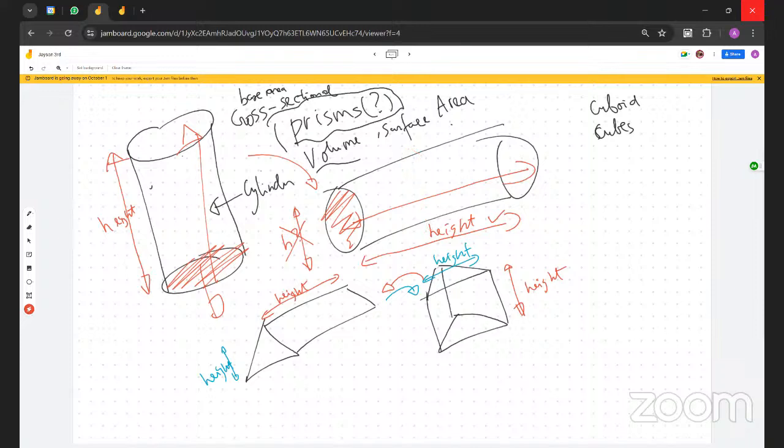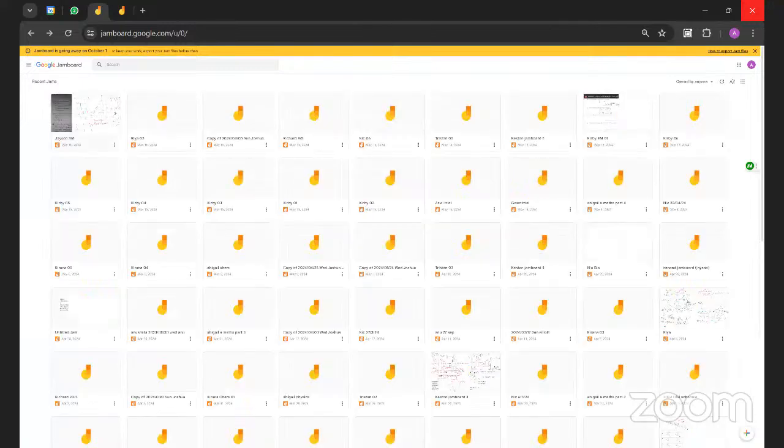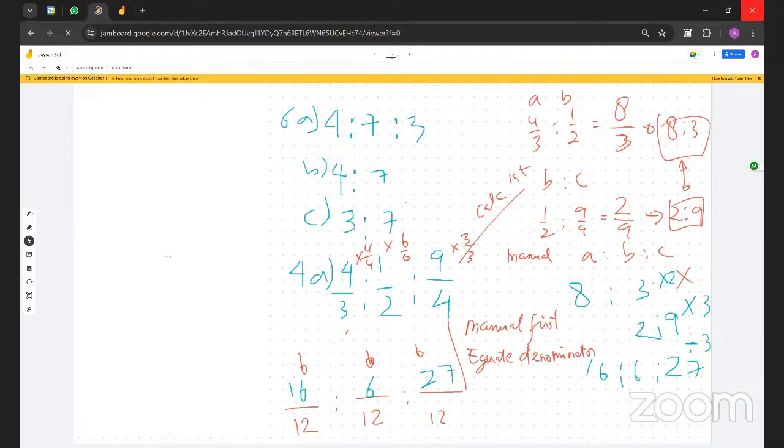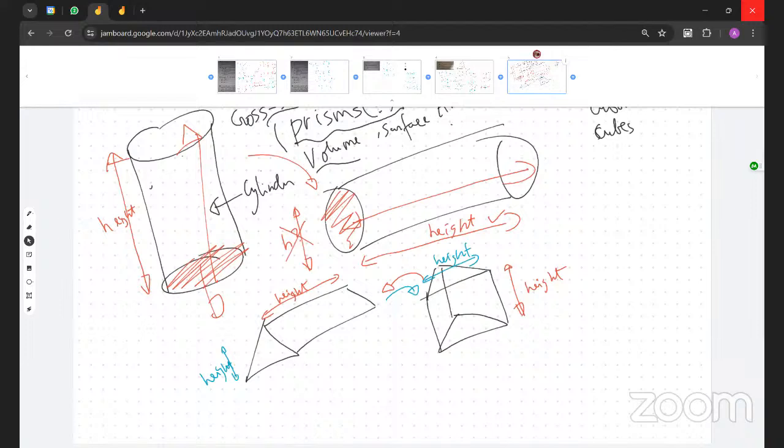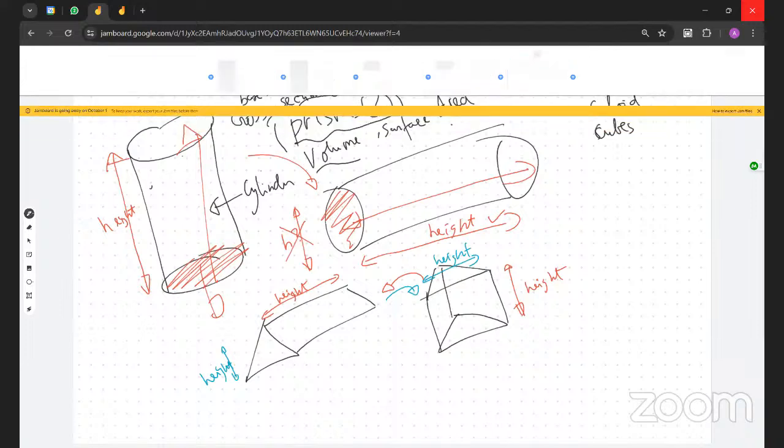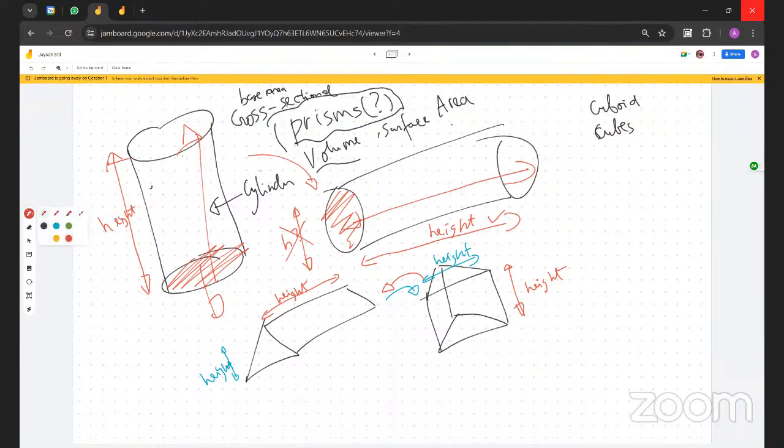Don't be fooled. One more time. A prism always has an area which is the same throughout, such that if you slice it here, you will see the same area, and if you slice it there, you'll see the same. Now, the triangular prism is called triangular for a very simple reason. The area which is the same throughout is which one? The area which is the same throughout is the triangle.